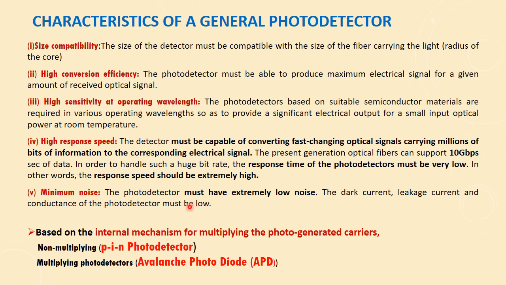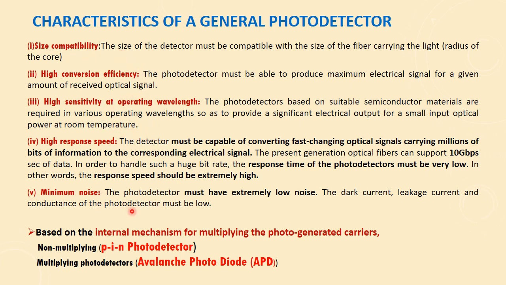Okay. So the next one is minimum noise. The photodetector should have extremely low noise. There should not be any noise associated with the photodetector or any noise associated with the amplifier. So the noise signal should be as low as possible. These are all the characteristics of any photodetector.